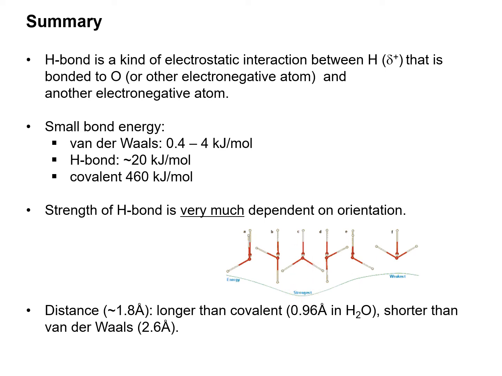And the distance between these two molecules within the hydrogen bond is about 1.8 angstrom, which is longer than the covalent bond. For example, 0.96 angstrom in the water molecule between the hydrogen and the oxygen atom, but it's definitely shorter than the van der Waals interactions, which is 2.6 angstrom.